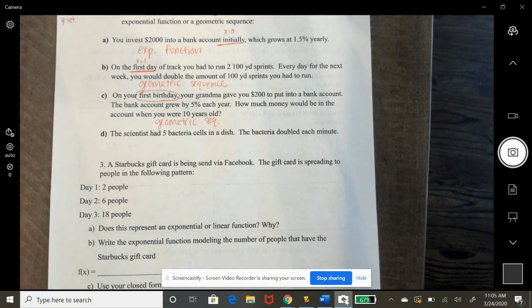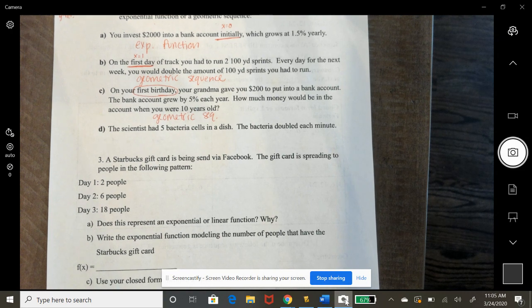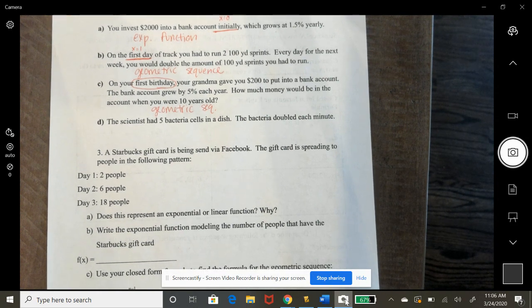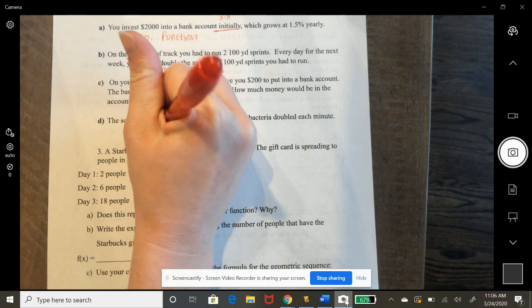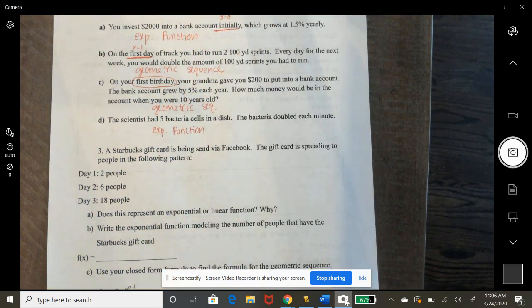Okay, and then the last one, the scientist had 5 bacteria cells in a dish. The bacteria doubled each minute. So he's starting with 5 before any time had passed, and then after each minute it doubles. So that means this one's going to be an exponential function because you're starting where time is 0. Okay, so that's really the difference as to when is a sequence better than an exponential function.